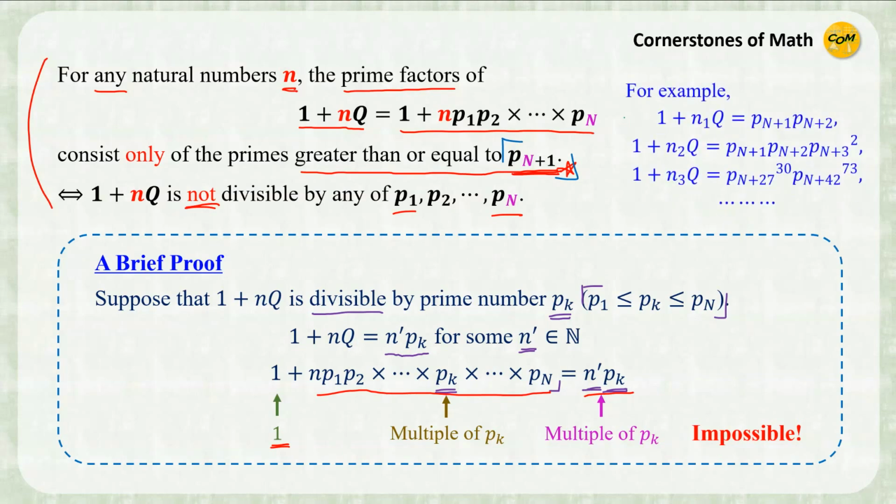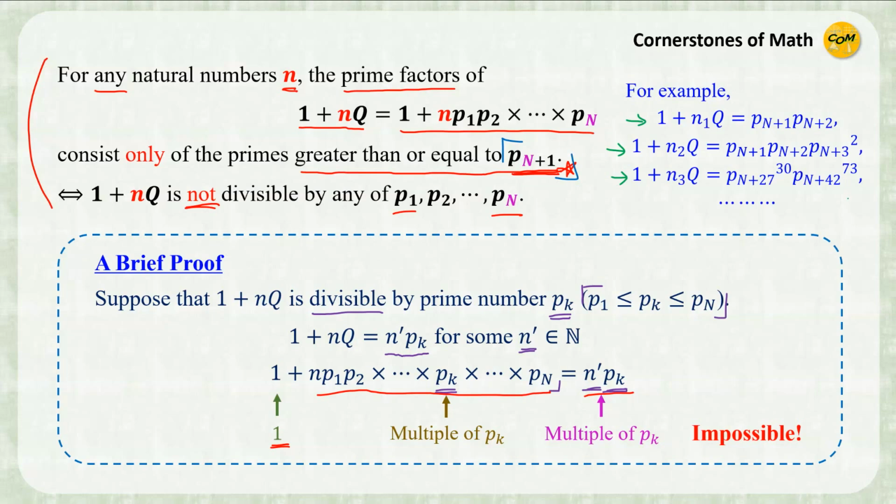For example, we can think of number 1 plus n1q whose prime factorization is p capital N plus 1 times p capital N plus 2, 1 plus n2q whose prime factorization is p capital N plus 1, p capital N plus 2, p capital N plus 3 squared, and number 1 plus n3q whose prime factorization is p capital N plus 27 to the power of 30 times p capital N plus 42 to the power of 73, and so on.